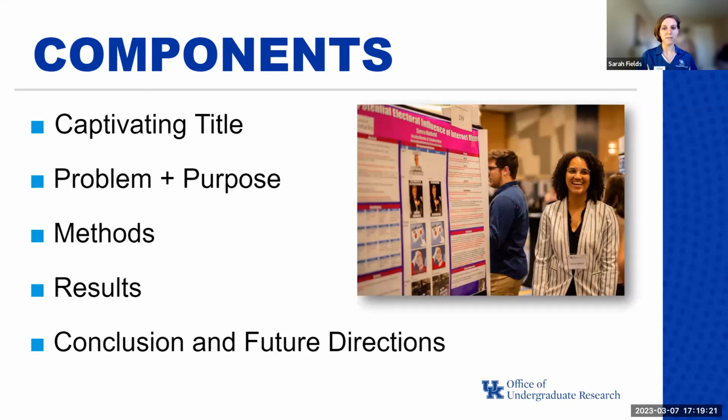So the components of an abstract, you're going to want a captivating title, a problem plus a purpose, methods, results, conclusion, and future directions. A lot of times when you're building these abstracts, you're going to want to make things stand out. So that captivating title is important, along with everything else, which Deep will tell us about now.